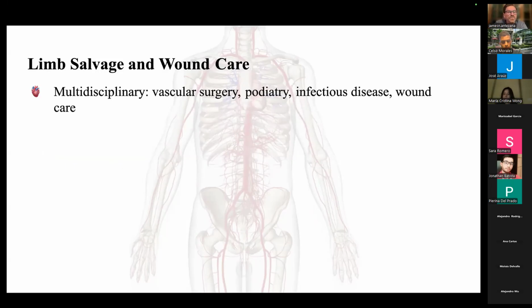Limb salvage and wound care, it's multidisciplinary. Remember this, guys. You guys have a team of people working with you. It's not just you. Don't be a Superman and try to save the day. Vascular surgery works together with podiatry, with infectious diseases, and a multidisciplinary wound care team. So important to work as a team, not by yourself. The goal is revascularize first and then debride. Never debride a wound without making sure that that patient's vasculature is intact.